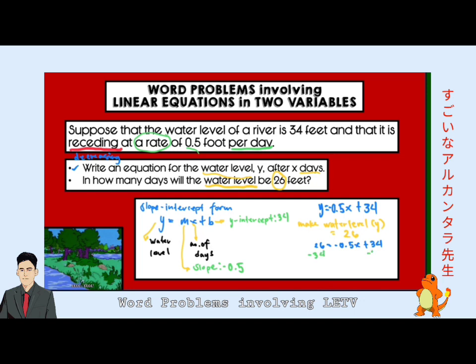In order for us to isolate the x variable. The reason that we want the x variable to be isolated is so that we'll be able to get the number of days. Doing so, we're going to have negative 8 is equal to negative 0.5x. So to get the value of x, divide both sides by negative 0.5, so that we get the value of x, and that will give us 16 is equal to x, meaning it will take 16 days for the water level to reach 26 feet. So that's how it works.